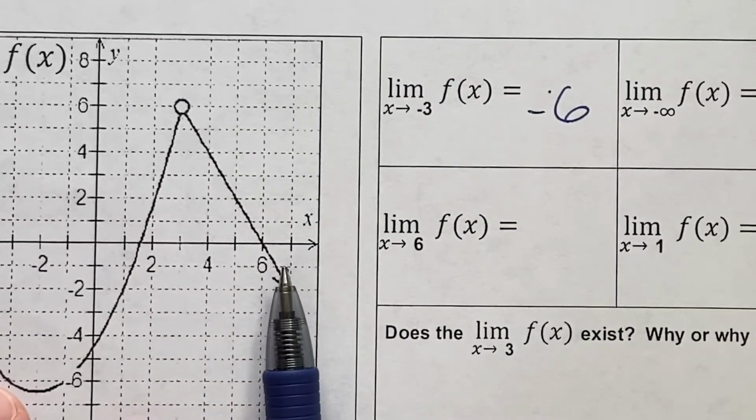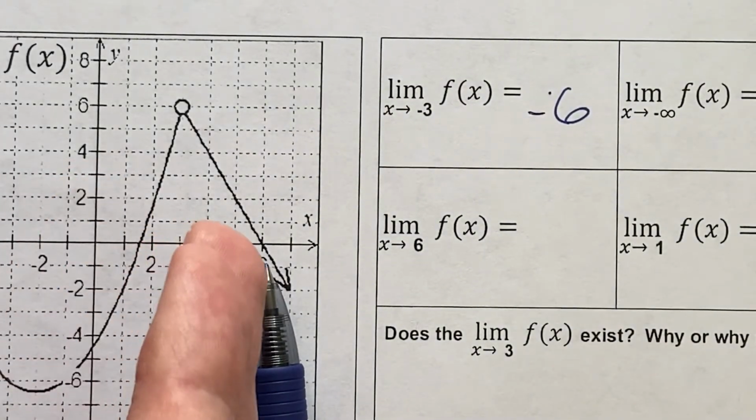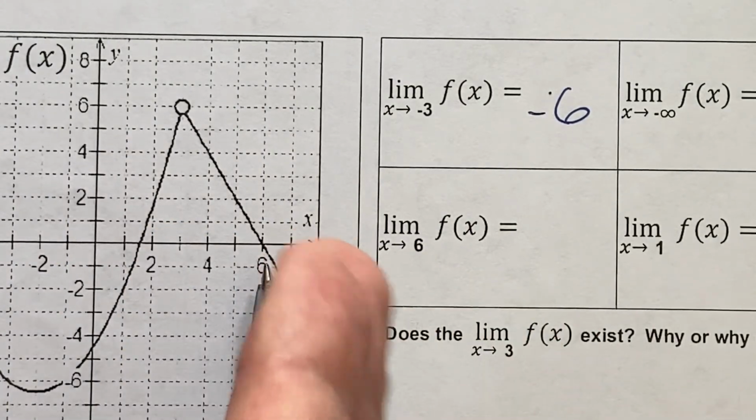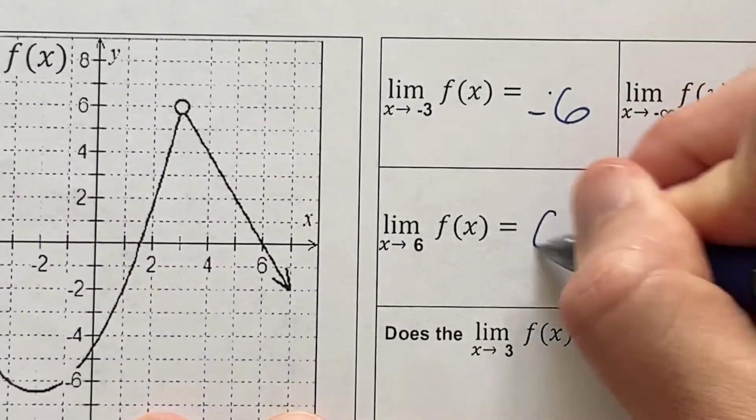Okay. As x approaches 6, so 6 is over here. From the left side of the graph, we're getting really, really close to 0. From the right side of the graph, we're getting really, really close to 0. 0 is a real number, 0.